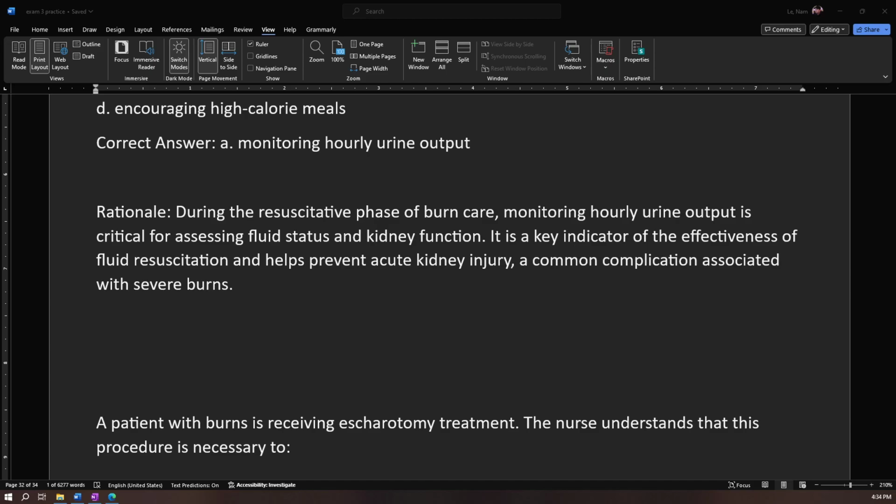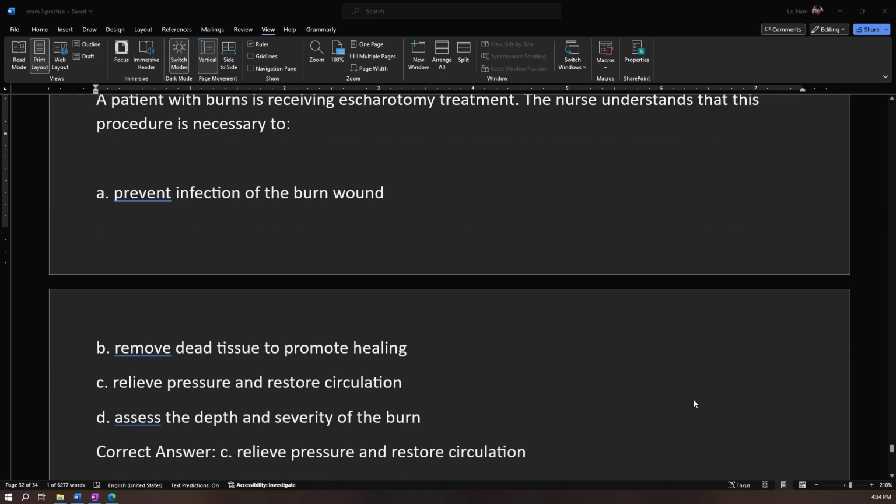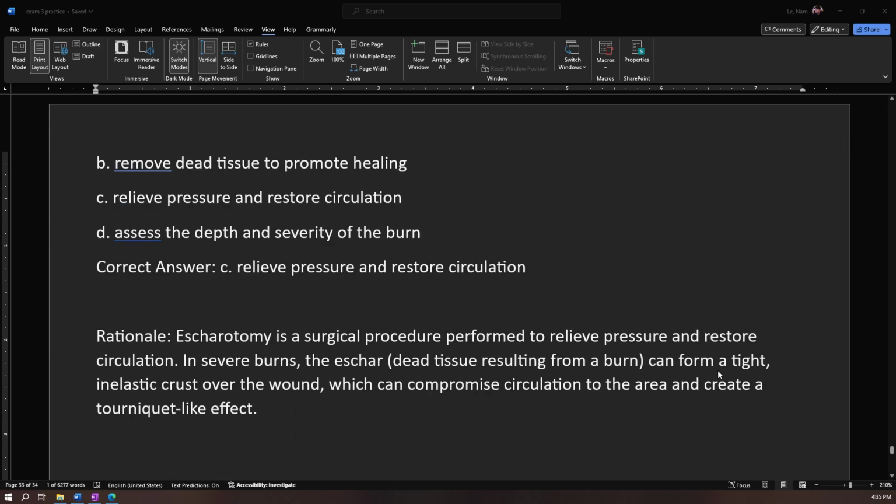A patient with burns is receiving escharotomy treatment. The nurse understands that this procedure is necessary to A. Prevent infection of the burn wound. B. Remove dead tissue to promote healing. C. Relieve pressure and restore circulation. D. Assess the depth and severity of the burn. Correct answer. C. Relieve pressure and restore circulation.